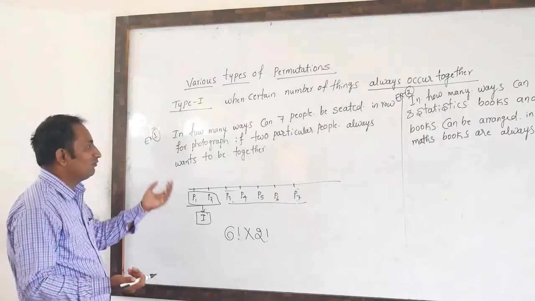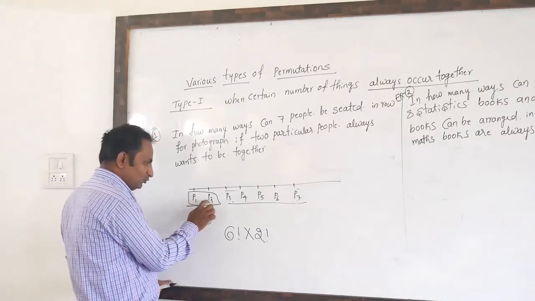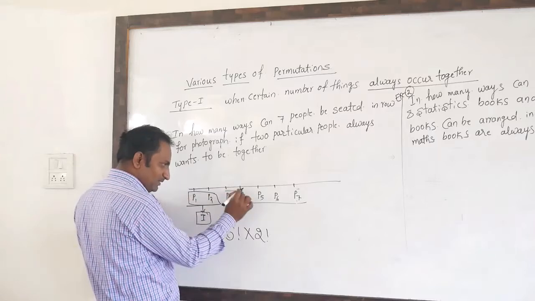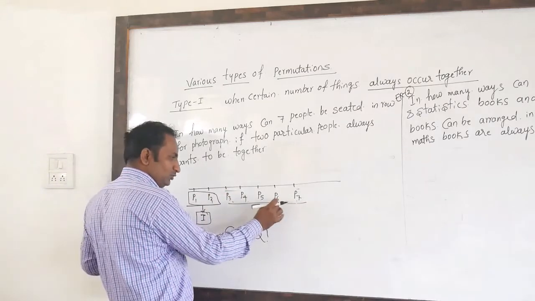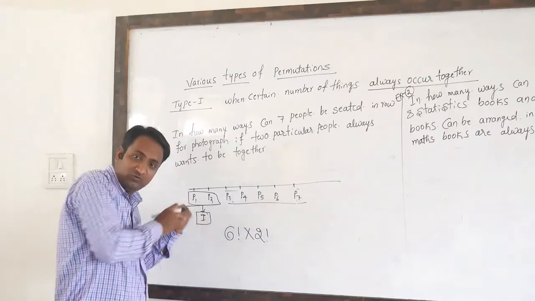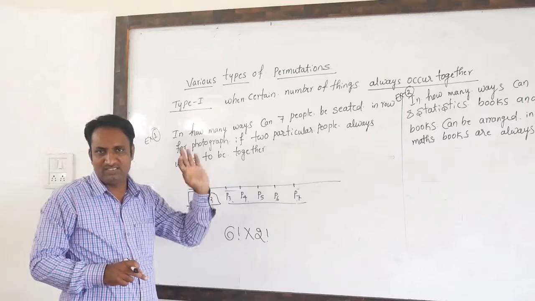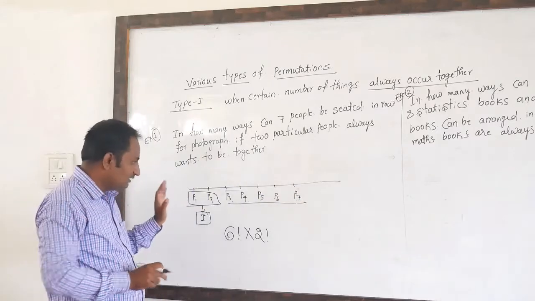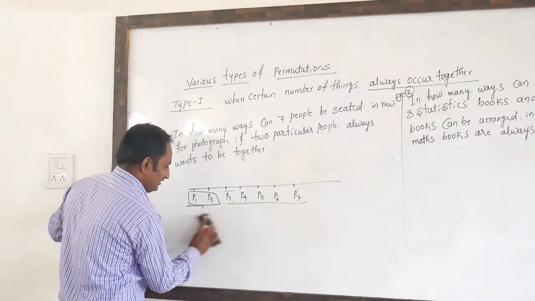Suppose 4 members want to be together: 1, 2, 3, 4. Here 4 people want to be together. Then 1, 2, 3 and 4 factorial into 4 factorial. Here this is a very important concept. This is one type of problem, and the remaining you can take here.